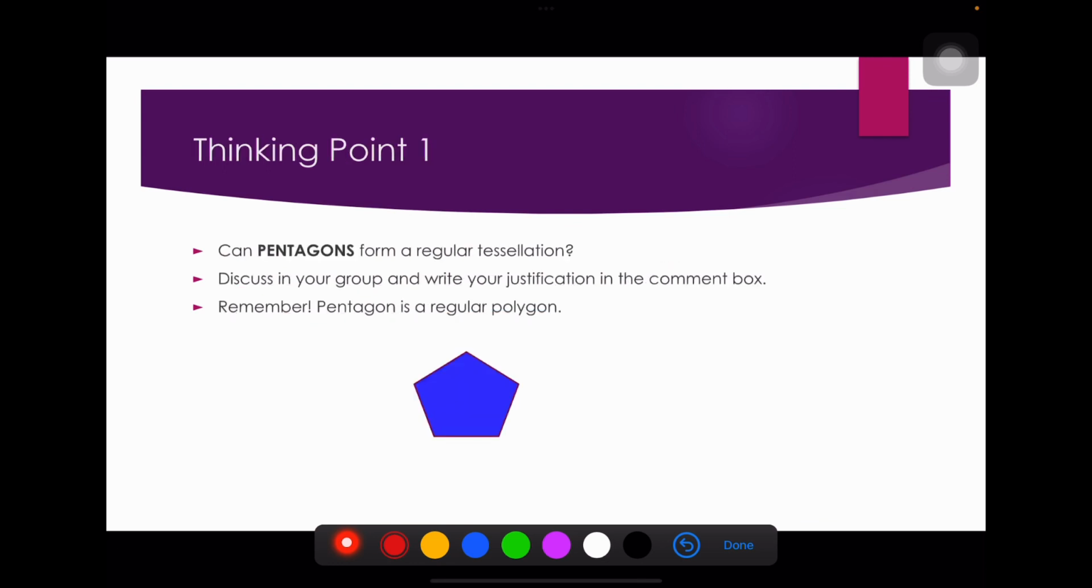and let's look at pentagon. Okay, this is thinking point 1. Can pentagons form a regular tessellation? Discuss in your group and write your justification in the comment box. Remember, pentagon is a regular polygon. Okay, you just need to think about this and come up with a justification. Why is it that pentagon can or cannot form a regular tessellation?